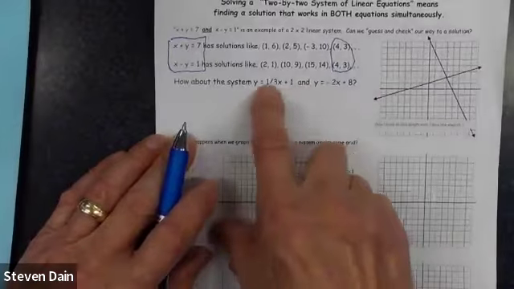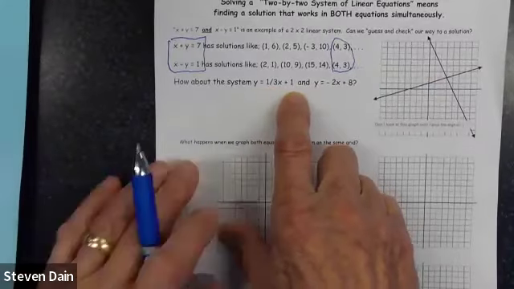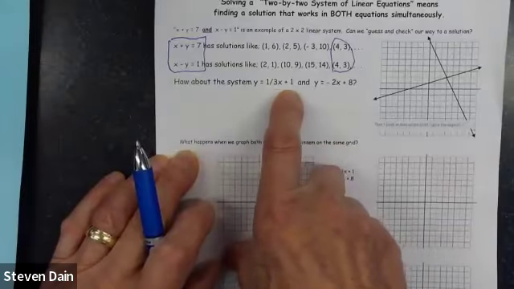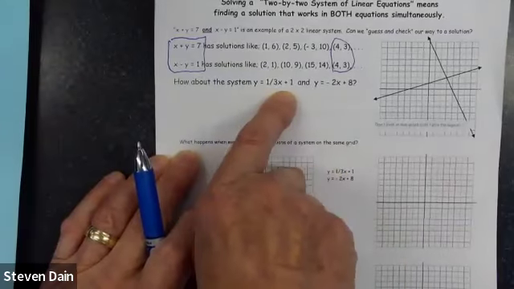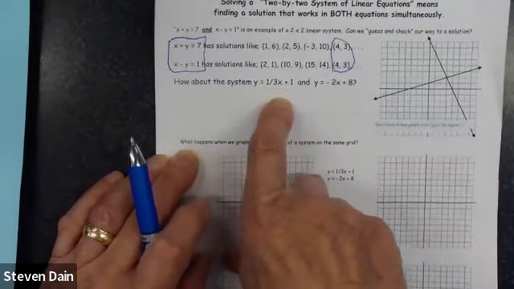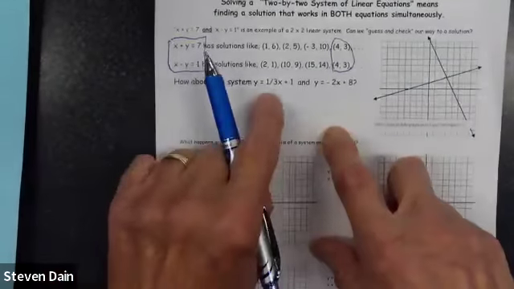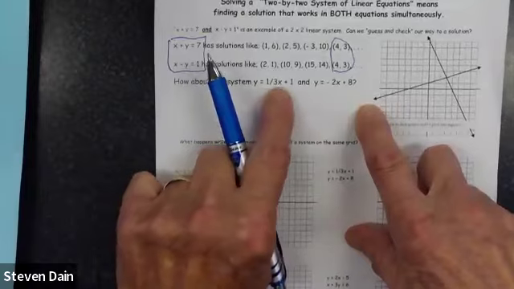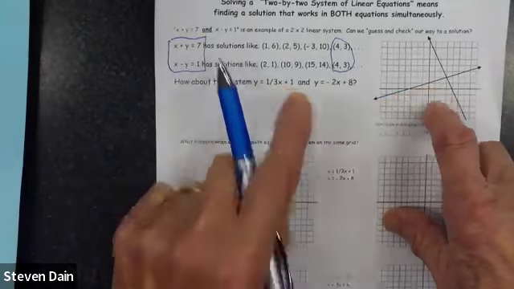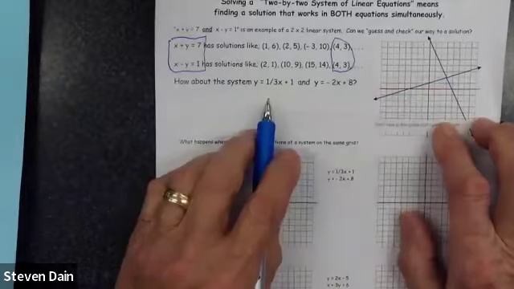Here's a little more sophisticated system. y equals 1/3 x plus 1, and y equals negative 2x plus 8. If we started making a list here, this would take some time because we'd have to pick x values that we can divide by 3 and all that. I don't want to do it that way. But now, if we graph y equals 1/3 x plus 1, there's the y-intercept 1, and the slope is up 1 over 3, up 1 over 3.